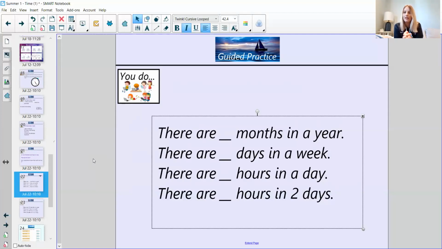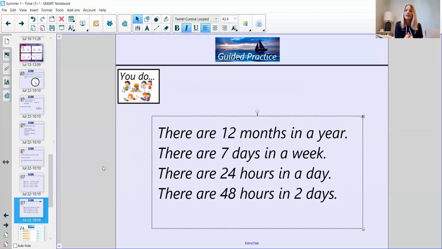Okay, I hope you're ready for me to reveal the answers. So, first up, there are 12 months in a year, and last lesson we worked out using our knuckles to work out how many days in each of those months as well. And then there are 7 days in a week, there are 24 hours in a day, and there are 48 hours in 2 days, like we just discussed.